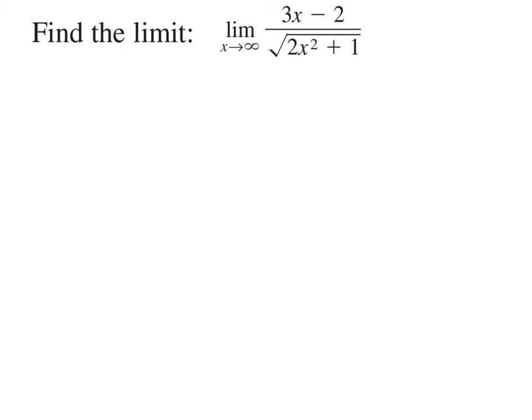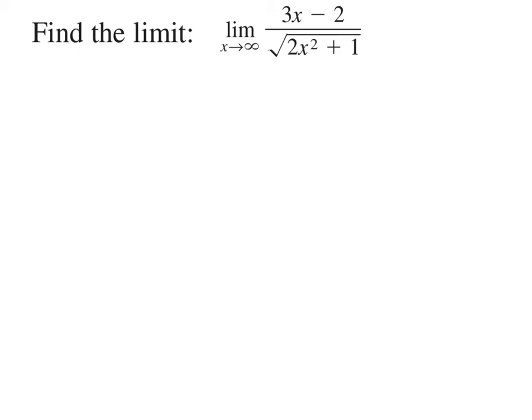Let's take a look at an example that's not so nice looking. Let's say I have a function that's 3x minus 2 all over the square root of the quantity of 2x squared plus 1. At first glance, that does not look like the n over m kind of rules that I've been looking at before. But I can treat it algebraically just like I looked at those other examples.